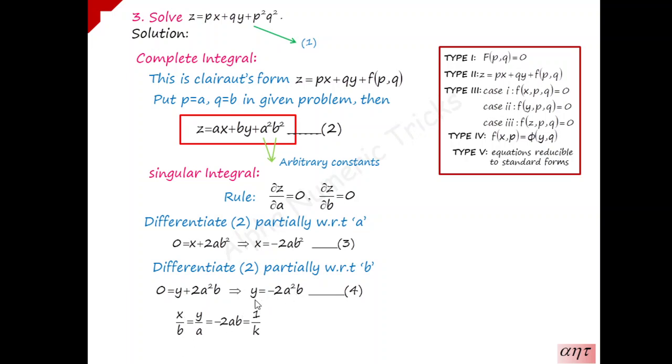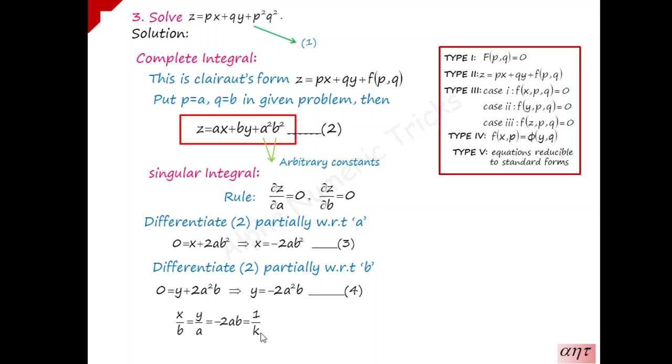Here, when you're taking a to the other side, it becomes minus 2ab, so y by a is equal to... both the sides are equal after taking a and b, which is equated to minus 2ab. So we can get the ratios here, and this ratio is equated to some other constant, 1 by k. Okay, so we have to find the solution. We have to find the constants a and b. You take this to be some other constant, 1 by k.